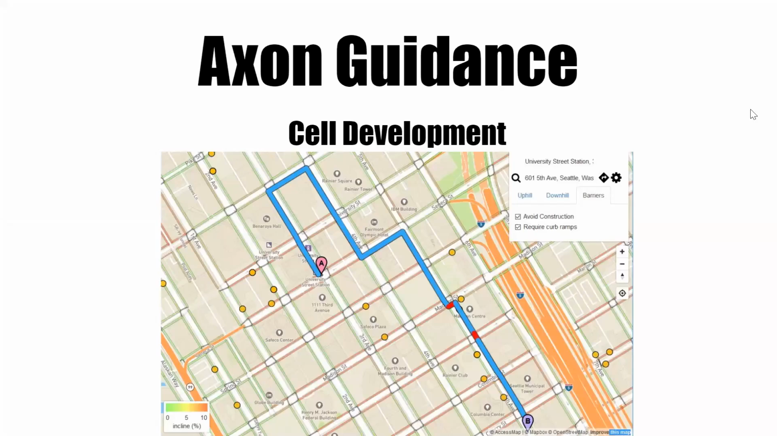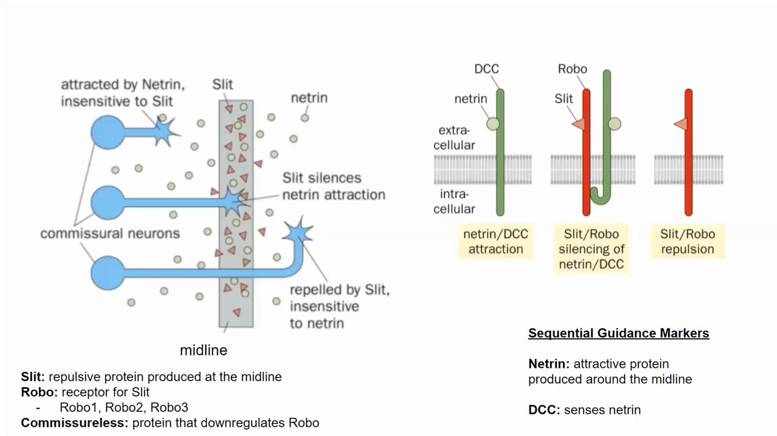So today I'm going to talk about axon guidance. Okay, so we've got a bunch of proteins that are involved in axon guidance and are pretty much guidance markers.